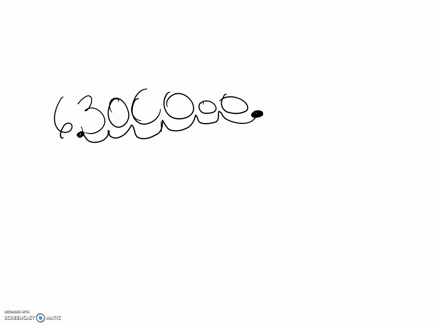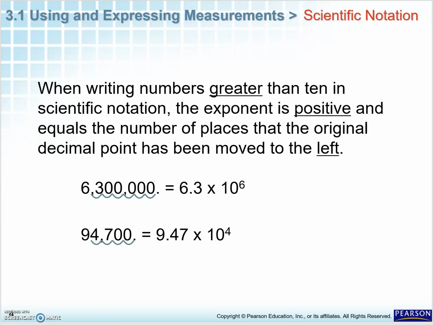So from this huge number, we can truncate it down to 6.3 times 10, and then we will count how many times that decimal point was moved over. So this will be 1, 2, 3, 4, 5, and 6. So our top number would be 6. Okay, let's try another one.